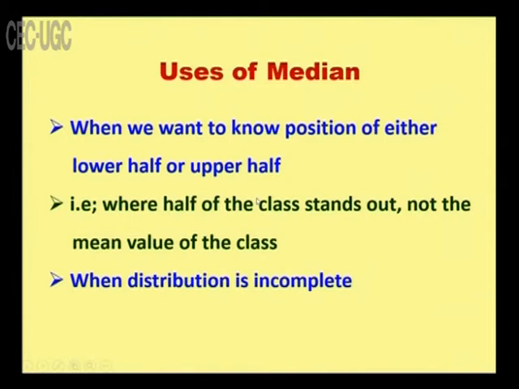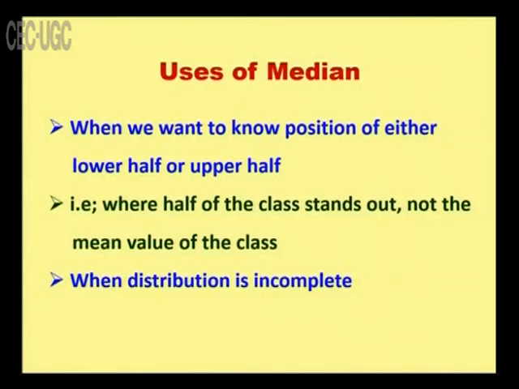And where half of the class stands out, not the mean value of the class, here we are not calculating the mean. The mean value is something else. But here, in the data set, it is the middle value. That means exactly the same number of items are standing on the left hand side and on the right hand side, that means below and above, they are equal, and therefore it is dividing the data set into half, that is all. And when the distribution is incomplete, still we can use the median.